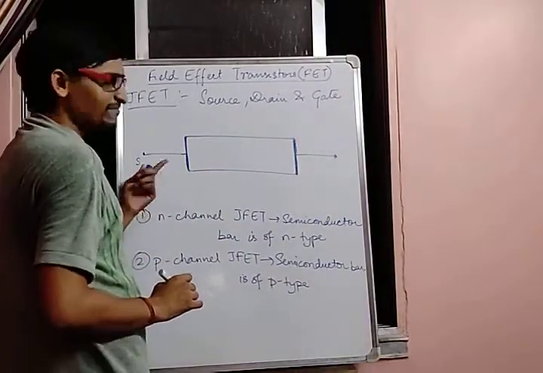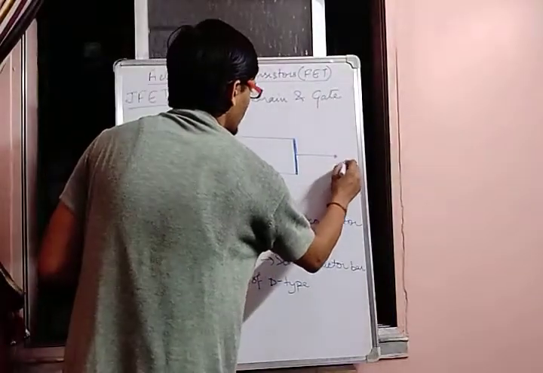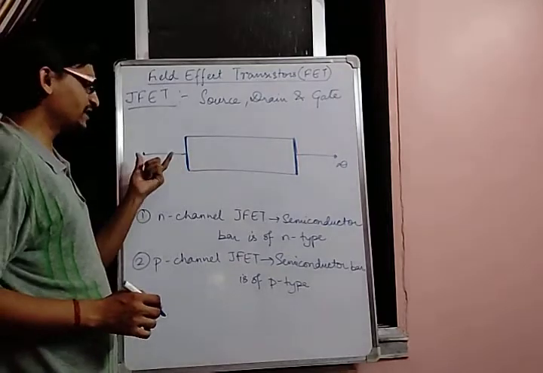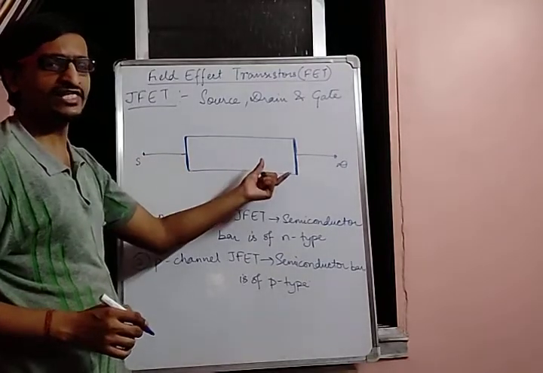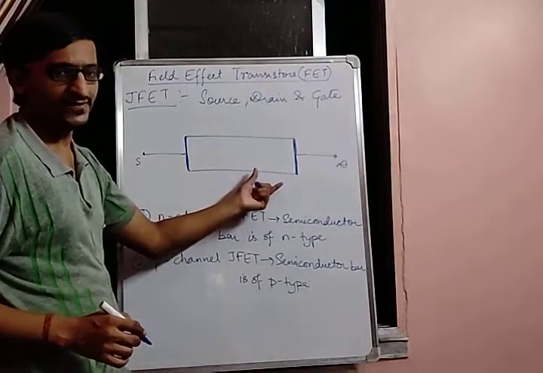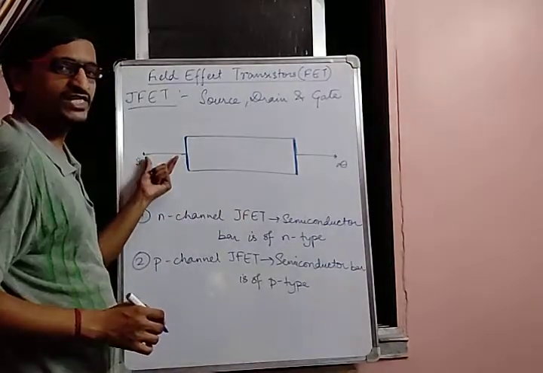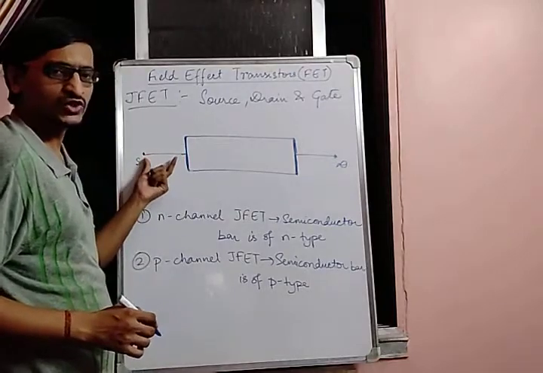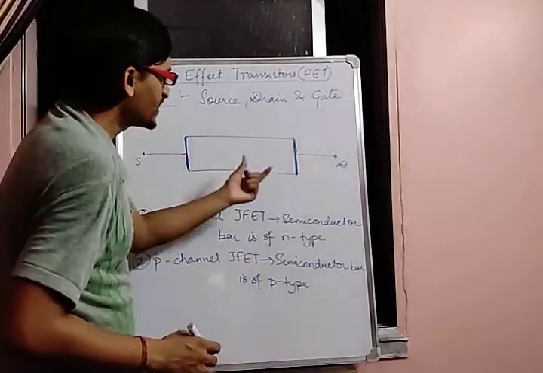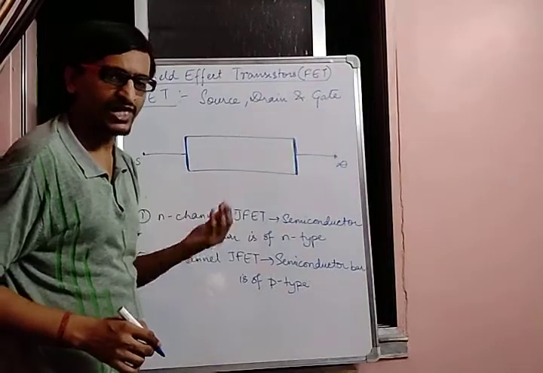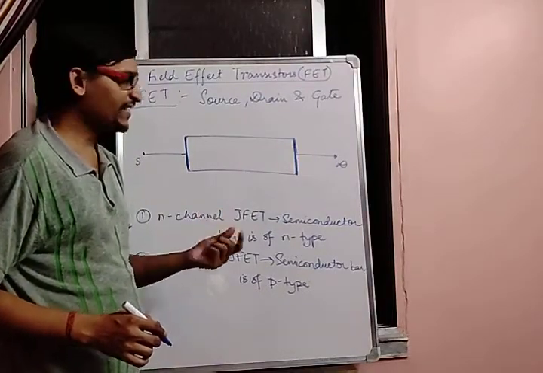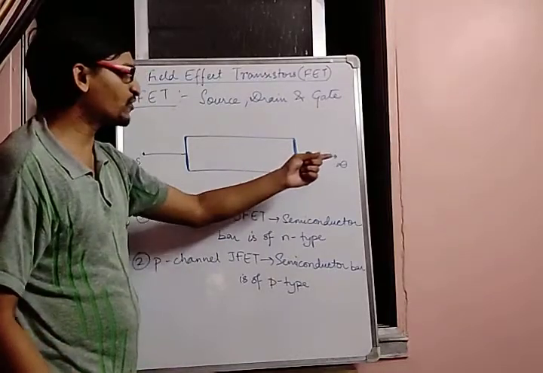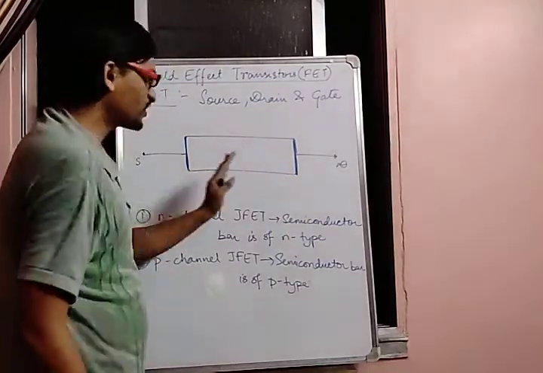One terminal will be called your source, another terminal will be called your drain. Which terminal will be called your source? The terminal through which majority carriers will enter the semiconductor bar will be called your source terminal. On the other hand, the terminal which will receive the majority carriers from the semiconductor bar will be called your drain terminal. So these are the two terminals.